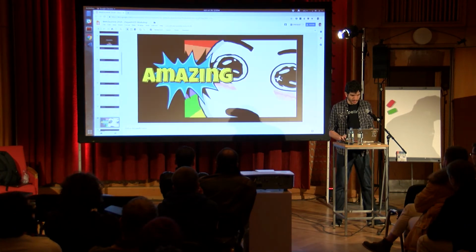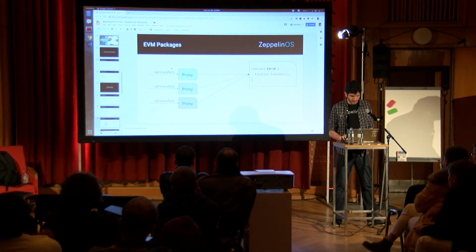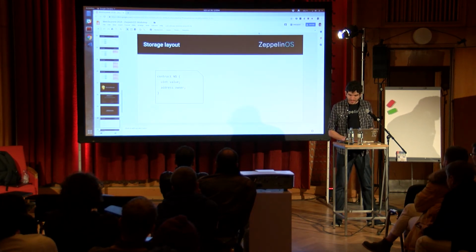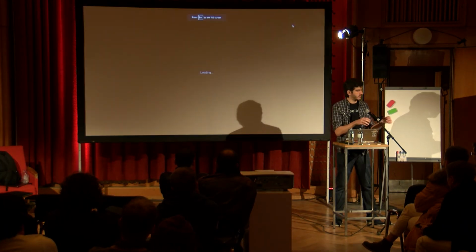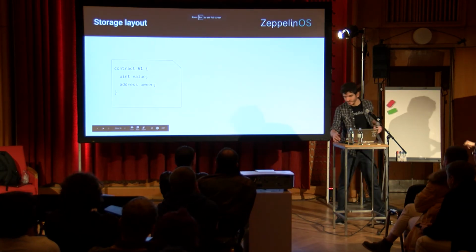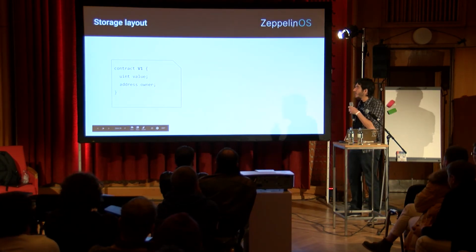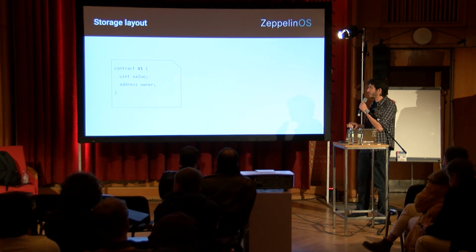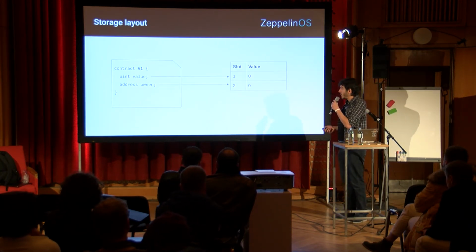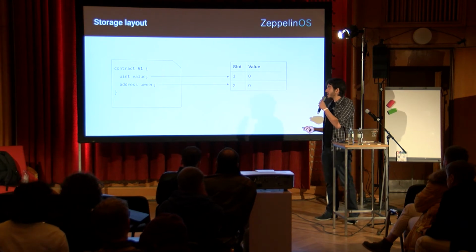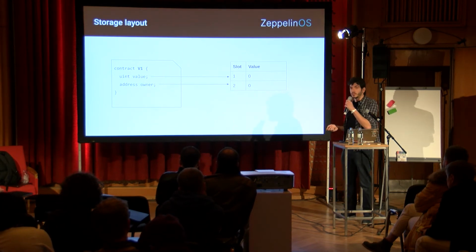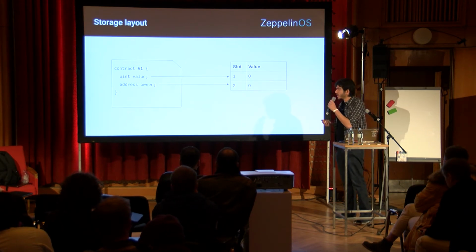And I can happily go into the advanced topic section. So, can I get there? Thank you. I like scrolling. So, let's say we have a regular contract. We have defined 2 fields here. What's going to happen under the hood is that Solidity is going to assign each of these state variables to a particular slot in storage.